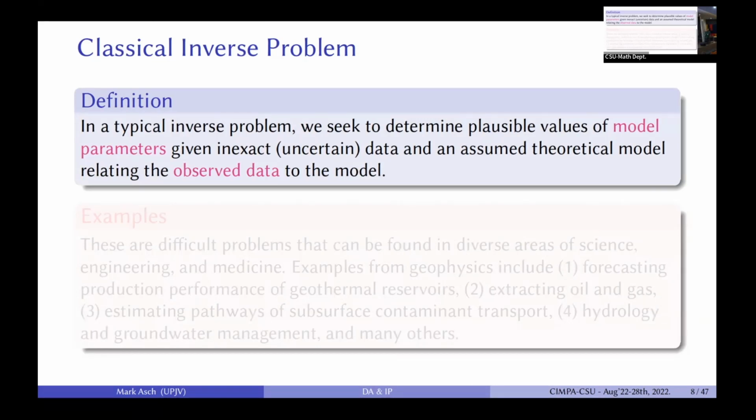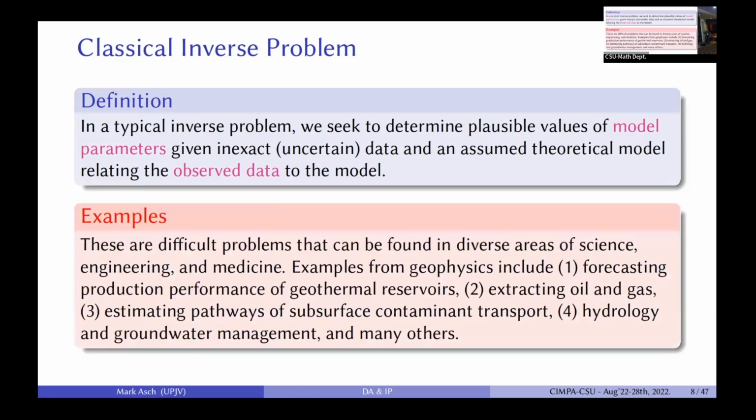We can never be sure, because first of all, instruments have uncertainty. Instruments are not precise. And the fact that we cannot measure everywhere means we have a lot of uncertainty in our measurements. And we have an assumed theoretical model which relates the observed data to the model. Okay, so we need these. And we seek, using this model, to determine plausible values of the model parameters. The model parameters can be either the description of the medium, or, as in the case of data assimilation, the initial condition.